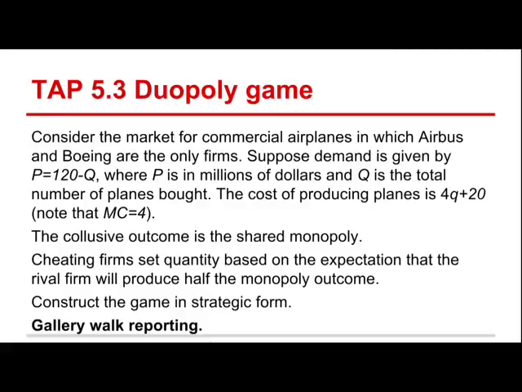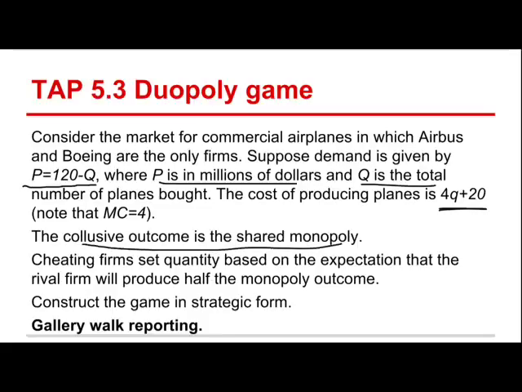All right, here's that duopoly situation we worked on in class today. Here we have two firms, Airbus and Boeing. Demand is given by P equals 120 minus Q, and P is in millions of dollars. Q is the total number of planes. Cost function, 4Q plus 20 for each firm, and then marginal cost is just constant at 4.